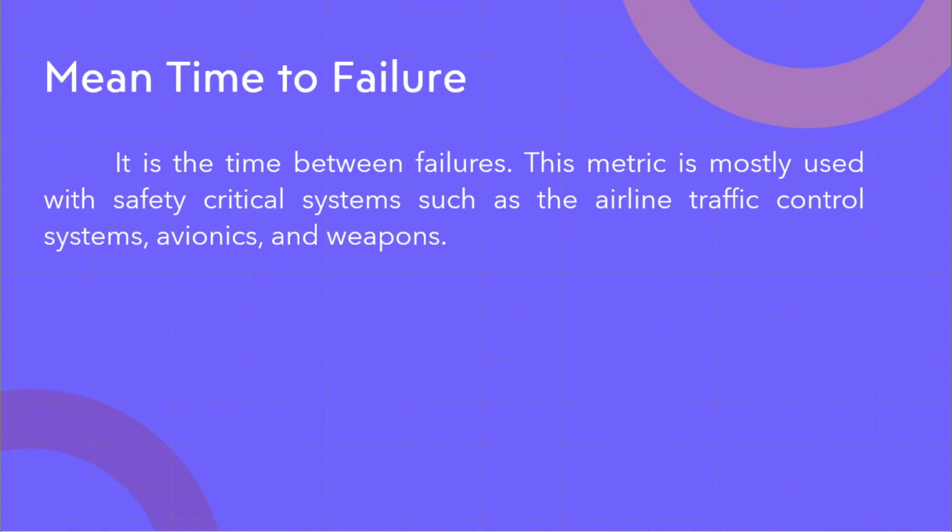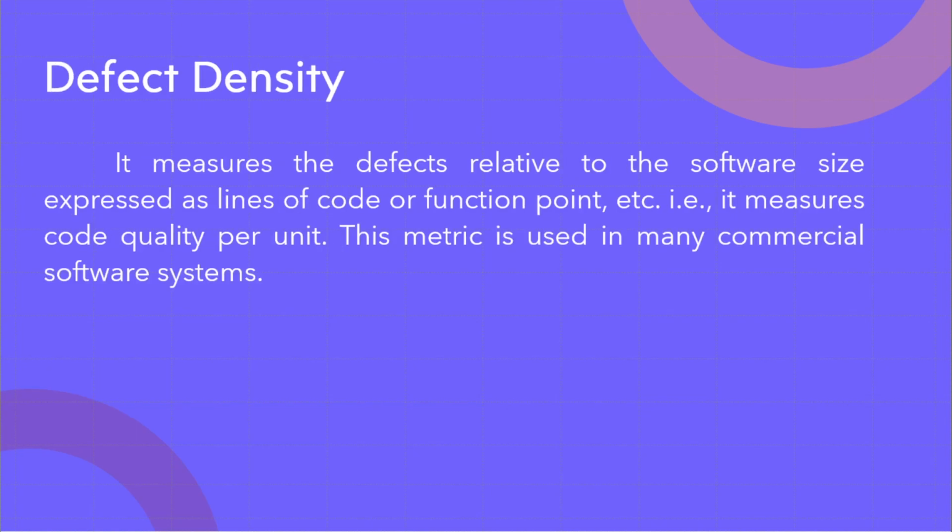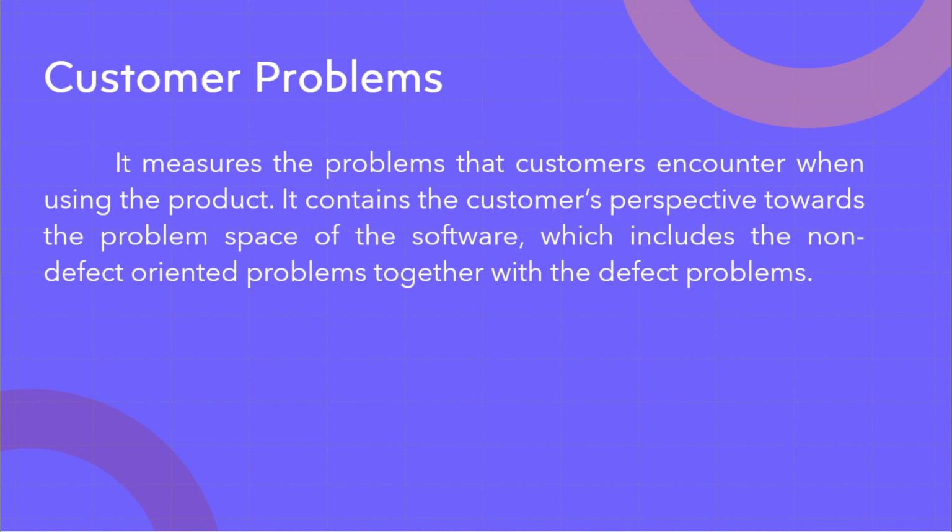When we say mean time to failure, it is the time between failures. This metric is mostly used with safety critical systems such as the airline traffic control system, avionics, and weapons. Defect density measures the defects relative to the software size, expressed as lines of code or function points, etc. It measures code quality per unit. This metric is used in many commercial software systems.